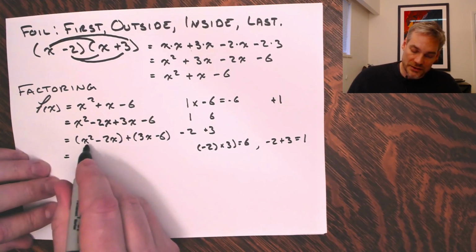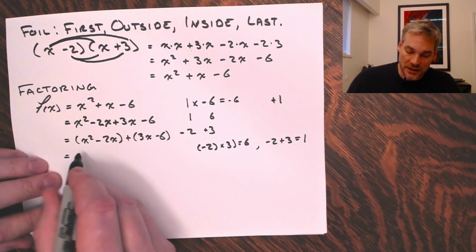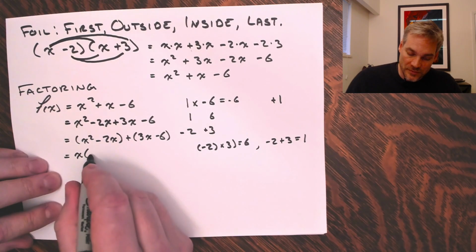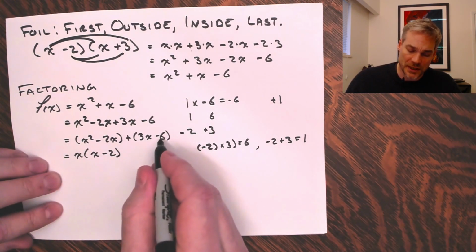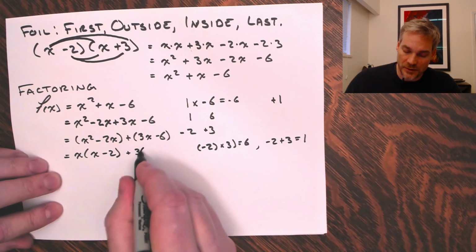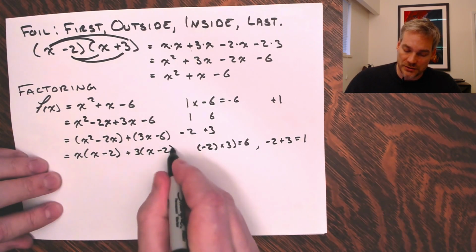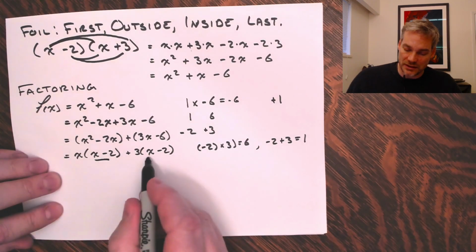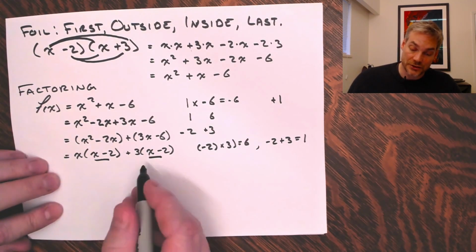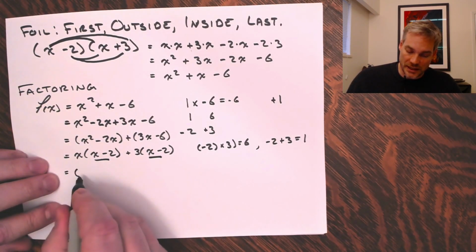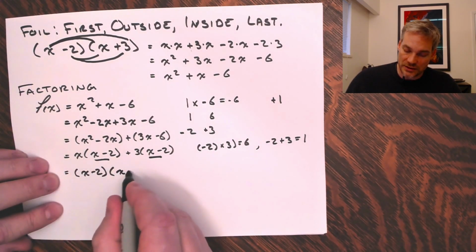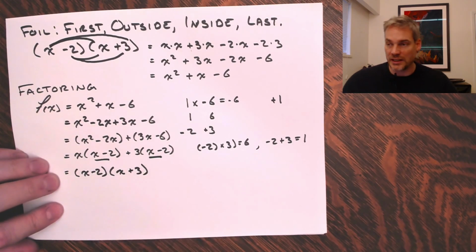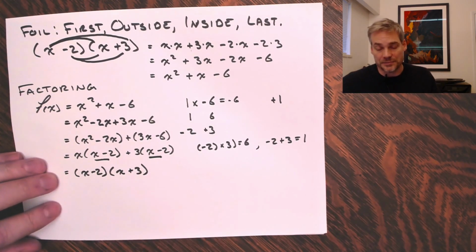And then I factor out of here the greatest common factor. In this case, it just happens to be an x. I'm left with an x minus 2. And I factor out the greatest common factor here, and that happens to be a 3. And I'm left with an x minus 2. Now I have this and this, which are the same, so I factored those out. And then I have the x minus 2, and what was remaining was the x plus 3. And that is how you factor.